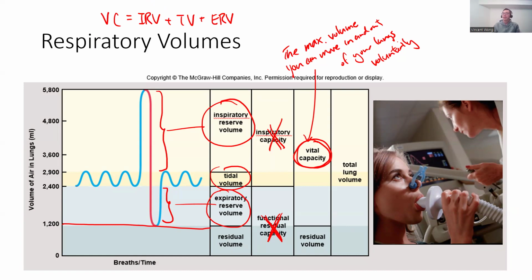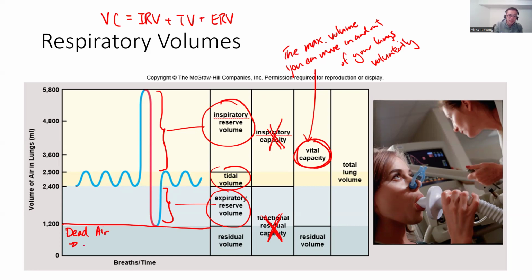All right. But even after you breathe out as much as you can, the lung volume is not zero. There is still some air inside the lungs, and you will never be able to get that out voluntarily. That air that's left behind is called the residual volume. We also call this the dead air.